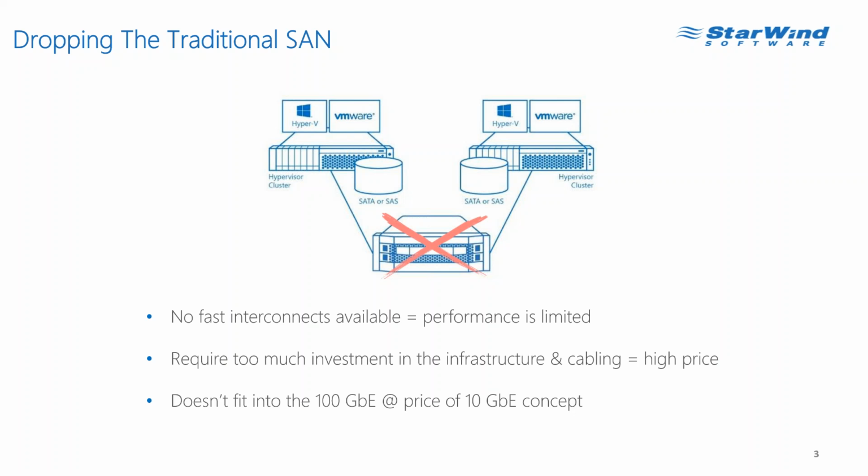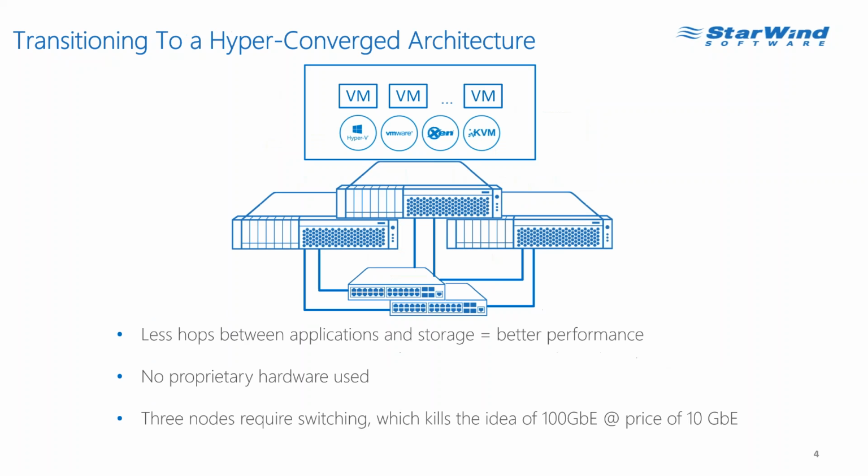So the next step after we drop the traditional SAN is to get down to the hyper-converged infrastructure. With this infrastructure, we effectively drop the major part of the interconnects in the system, and we narrow everything down to just our host and our switching. So we only need network cards and switches at this point.